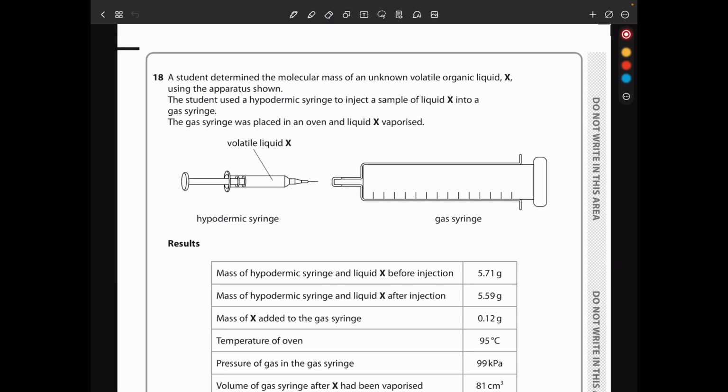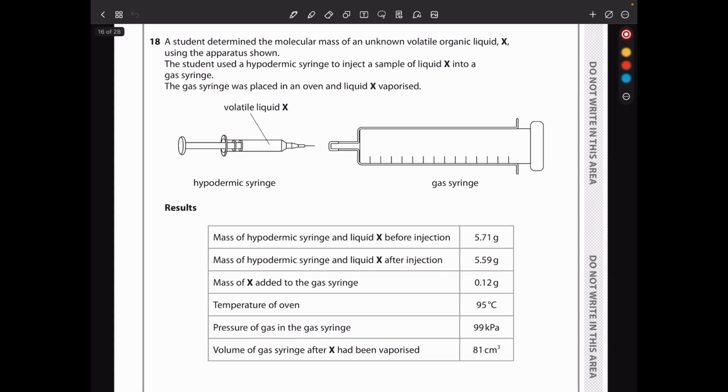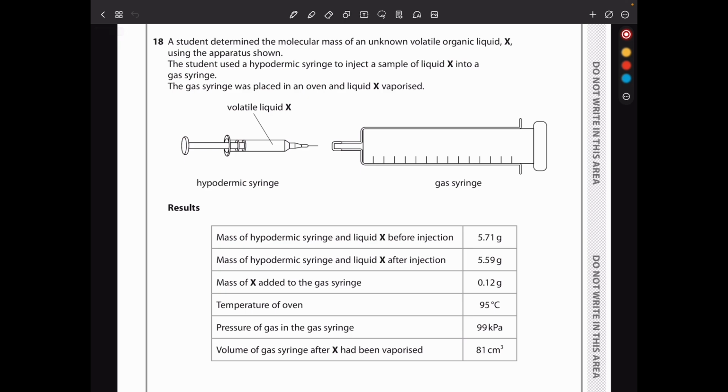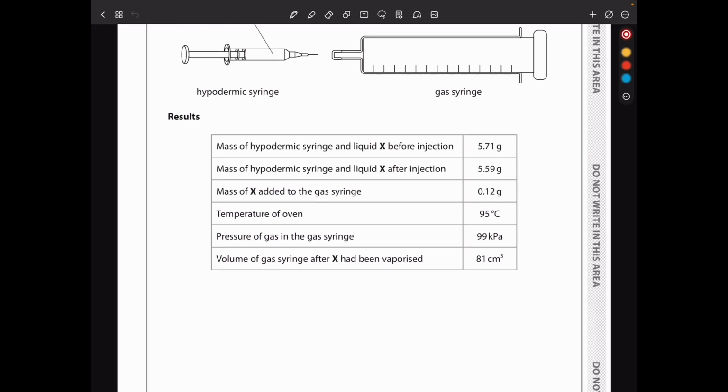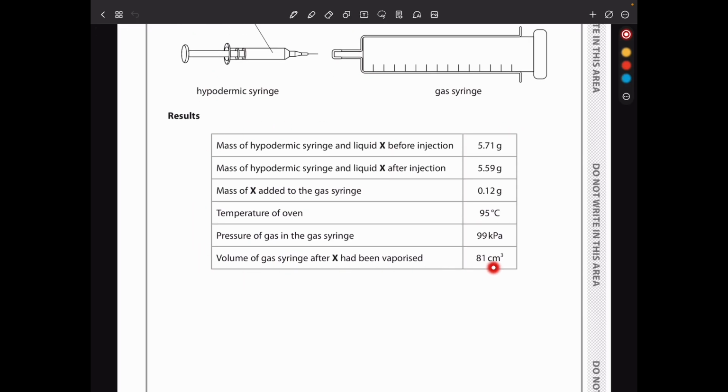In question 18, the student determined the molecular mass of an unknown volatile organic liquid X using the apparatus shown. The student used a hypodermic syringe to inject a sample of liquid X into a gas syringe. The gas syringe was placed in an oven and liquid X was vaporized. So this is the hypodermic syringe, and this is the gas syringe. And these are the results we have.